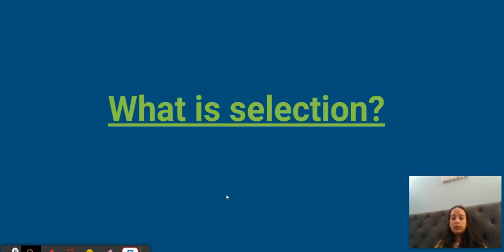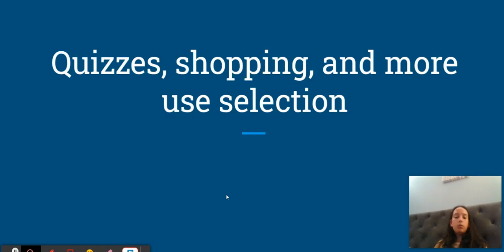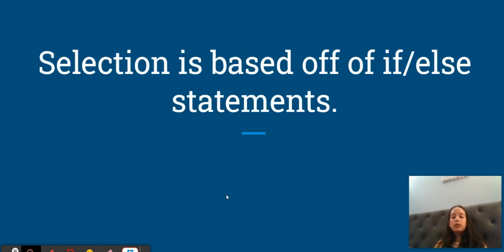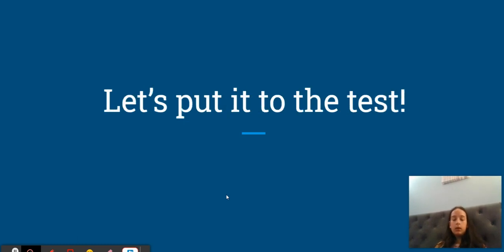But what is selection? Selection is the processing of inputs to make a decision. So clicking a button and then an output being made based on your difference in input. So quizzes, shopping websites, and more use selection to basically run the basic parts of the website. And selection is based off of if or else statements, which we're going to learn today. So basically, if else statements state if this condition is true, do this, else do this. So these are also often referred to as conditionals. So let's put it to the test and get into today's project.